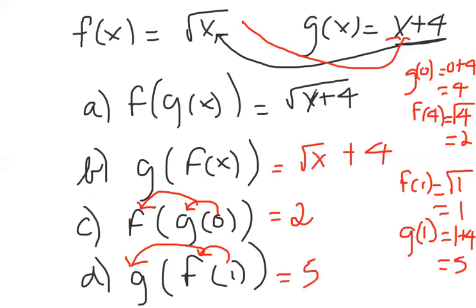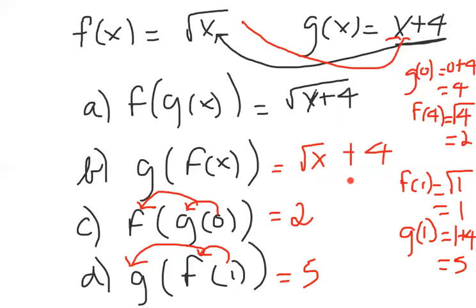Now, can we double check these? Of course we can. If we take 0, guys, and plug it in here for x, 0 plus 4 is 4. What's the square root of 4? 2. If we take 1, we plug it in here. Square root of 1 is 1. 1 plus 4 is 5. Doesn't that make sense?